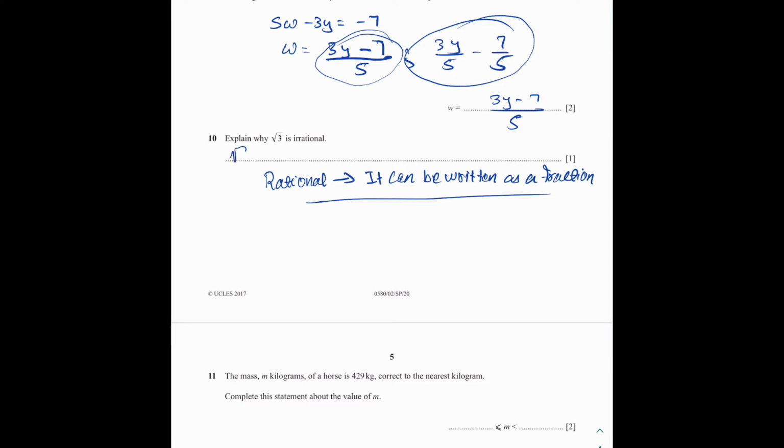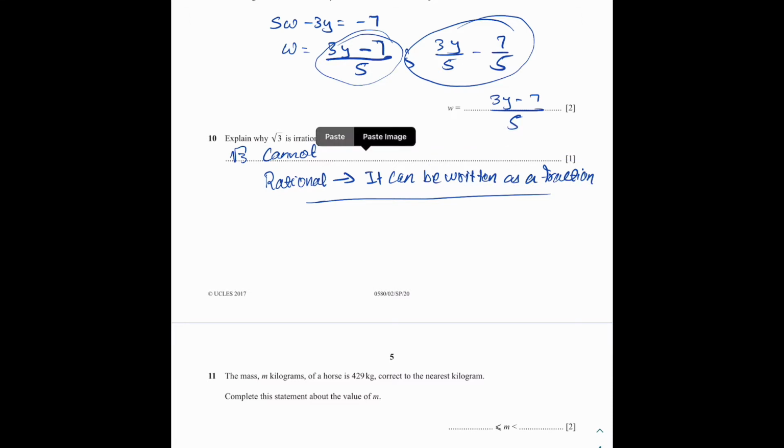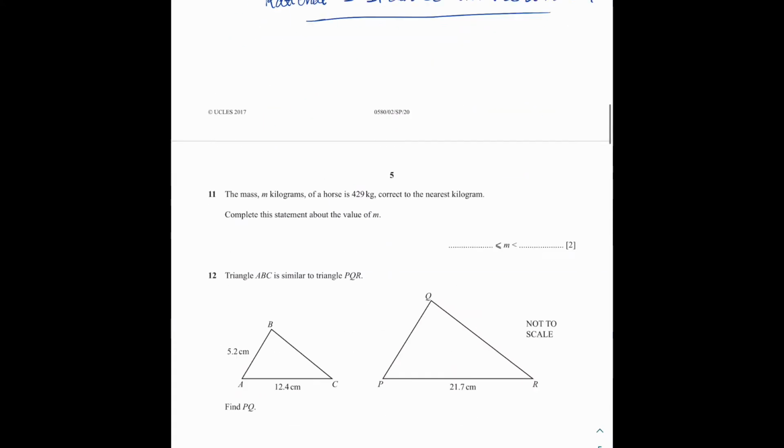Root 3 cannot be written as a fraction. I'm just going to copy and paste that right there. Okay.